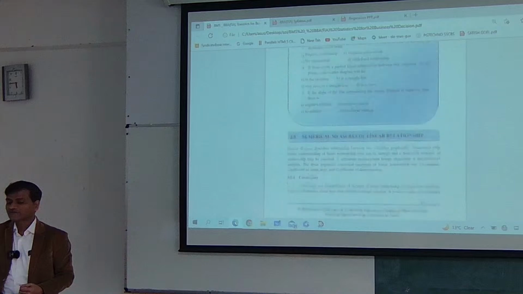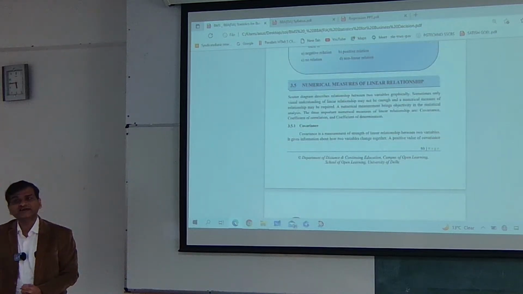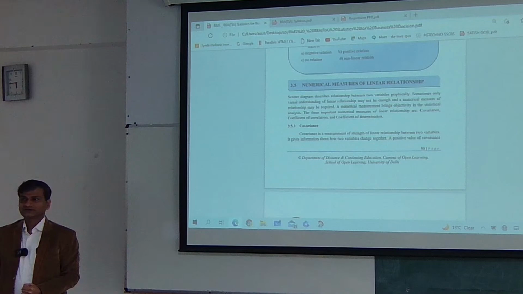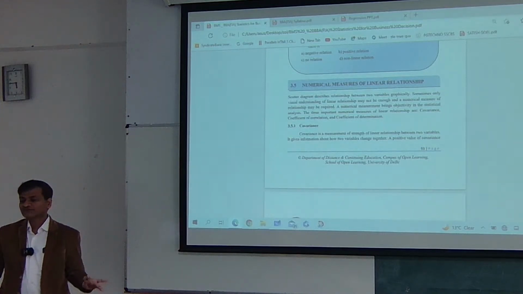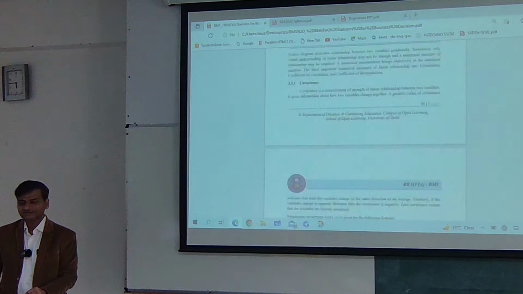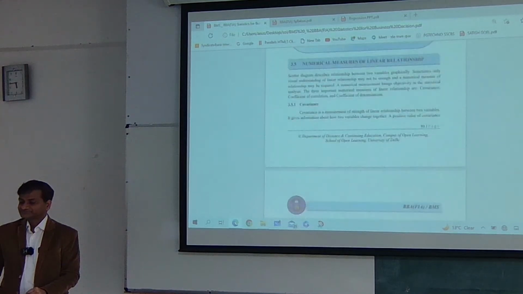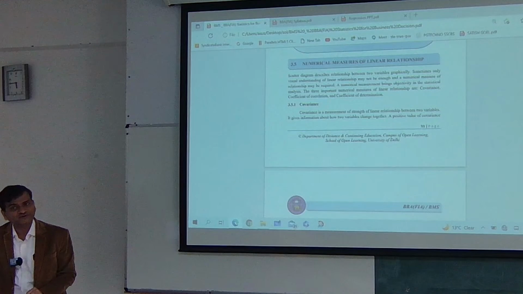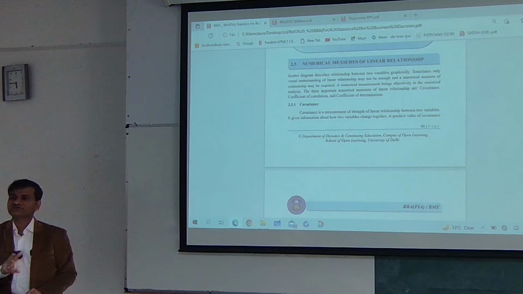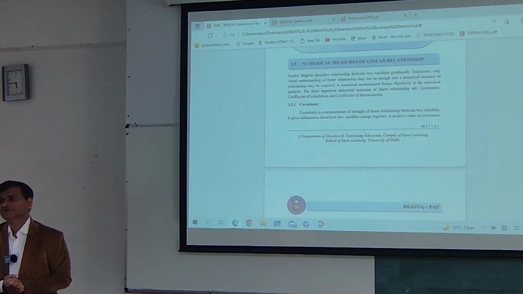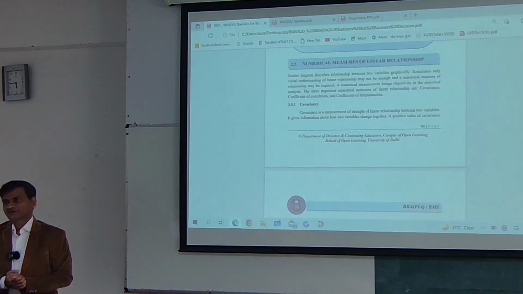So we have measures of linear relationship between two variables. Now we have to find the correlation between two variables using some formula, or some measures. So we have basically three measures. One is the covariance, then we have the coefficient of correlation, and third is the coefficient of determination. So we have three measures to calculate the linear relationship between two variables. First is the covariance.